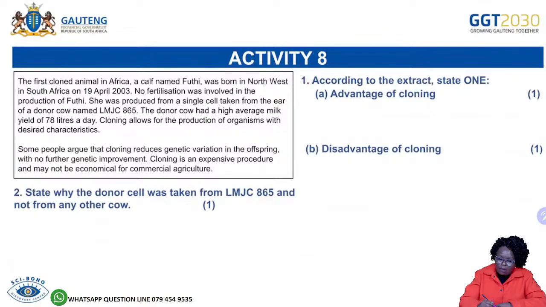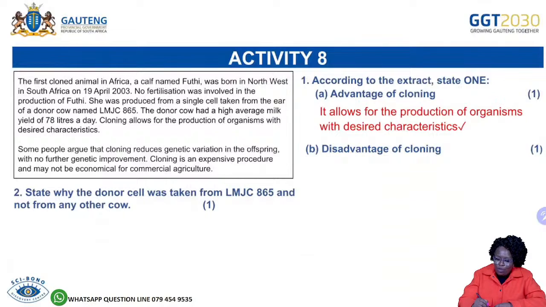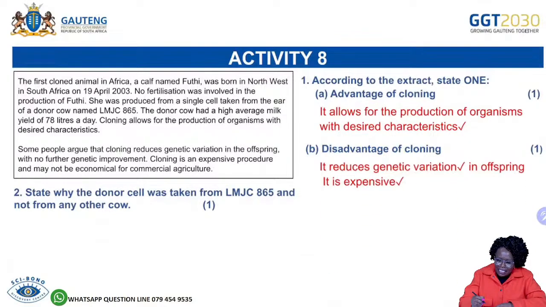The first question, according to the extract, state one advantage. You go to the extract, you give us one advantage of cloning. And what is the advantage? It allows for the production of organisms with desired characteristics. It's there on the extract. And you give us one disadvantage of cloning. And what is the disadvantage? It reduces genetic variation in offspring and it is expensive.